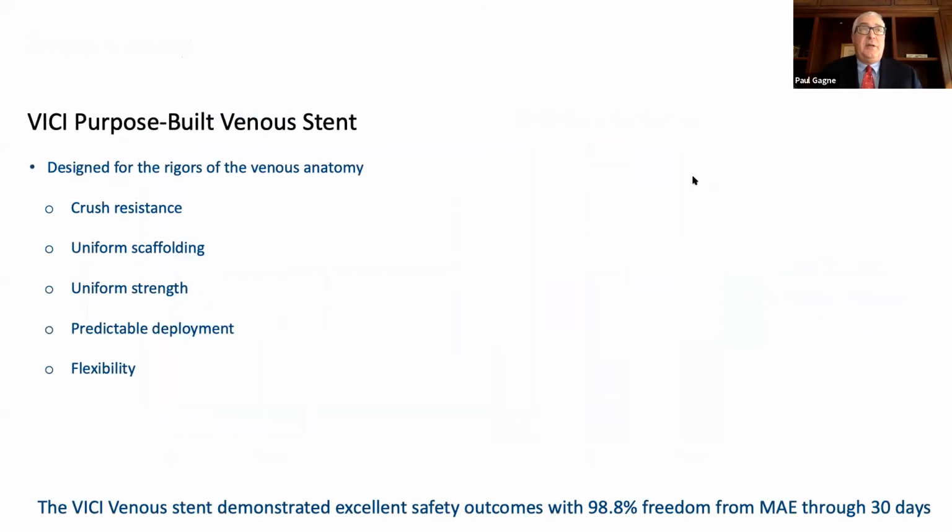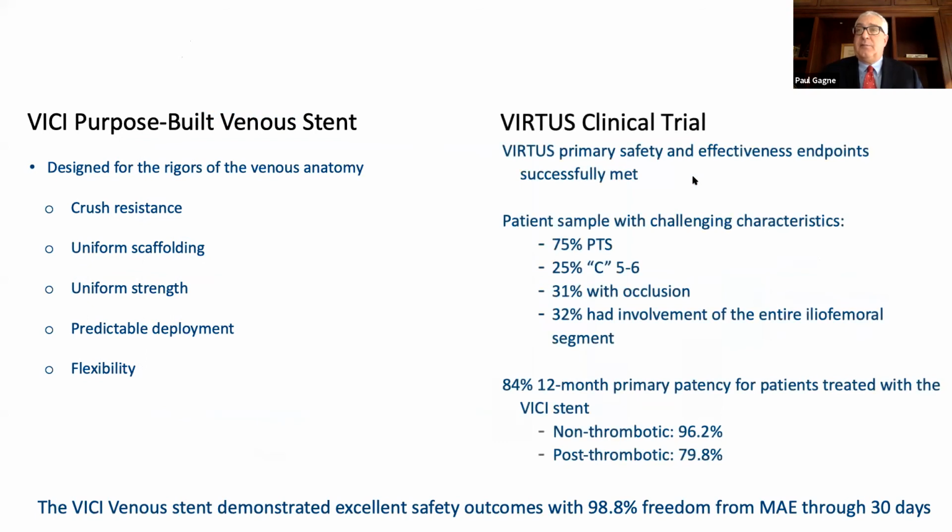So the Vici stent is a crush-resistant stent tested in patients with chronic venous outflow tract obstruction in the iliofemoral veins. The majority of these patients had post-thrombotic syndrome, and a large number of them had extension of the stent below the inguinal ligament. The non-thrombotic patients had 12-month patency of 96%. The post-thrombotic patients had patency of just under 80% with good results at 1 year.